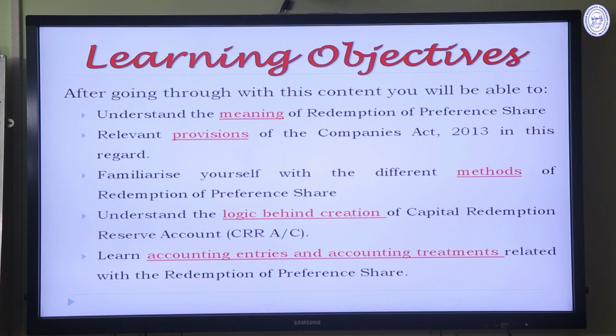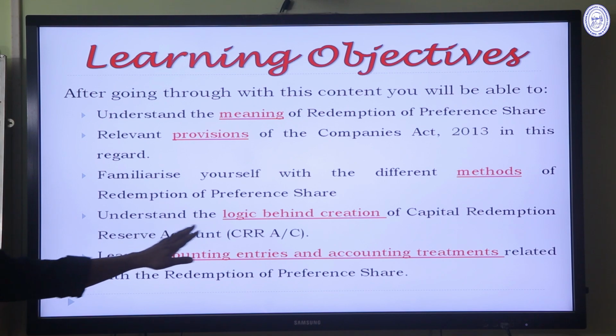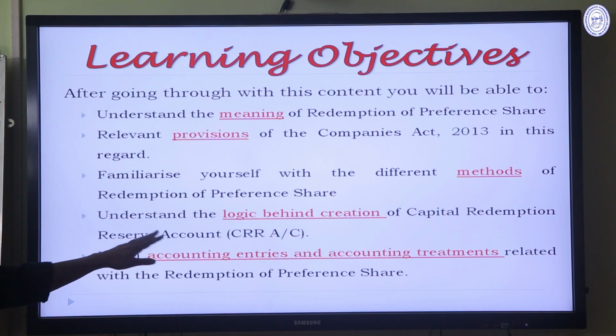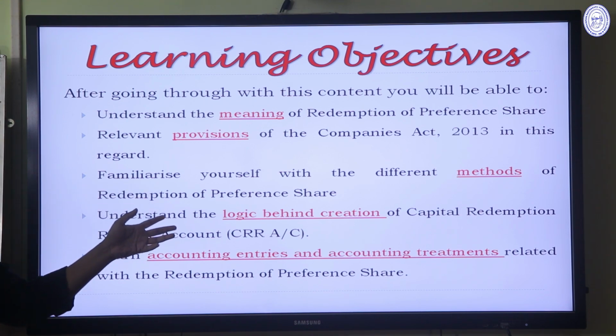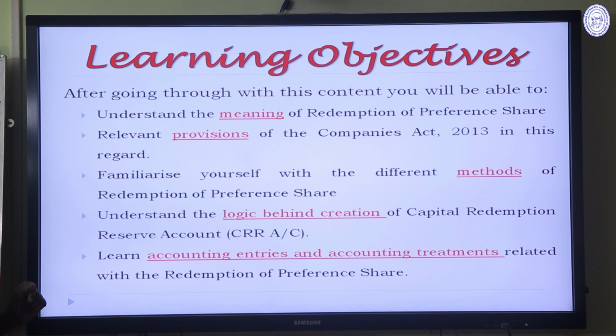Along with that, you will learn what the regulatory provisions required for the purpose of redemption of preference share are, as per the Companies Act 2013. You will also know the different methods of redemption of preference shares. You will learn one important term, the capital redemption reserve account, that is the CRR account, and why the CRR account is created for the purpose of redemption of preference share.